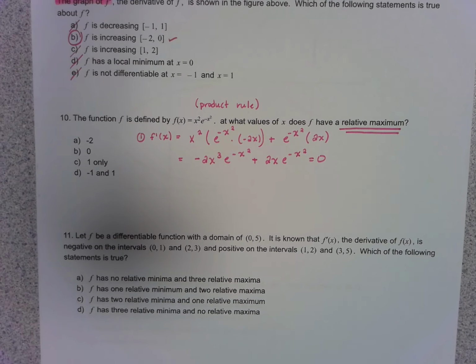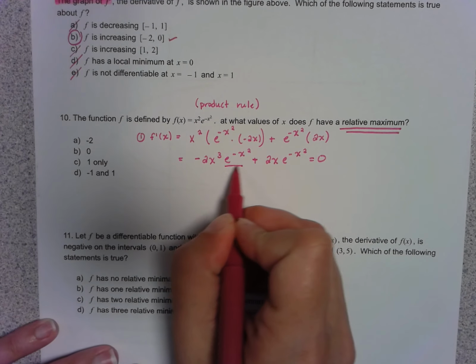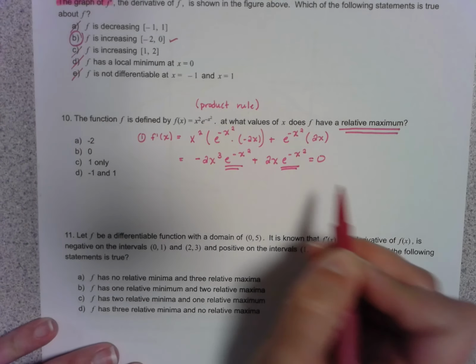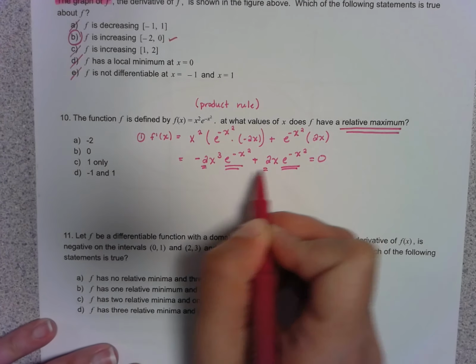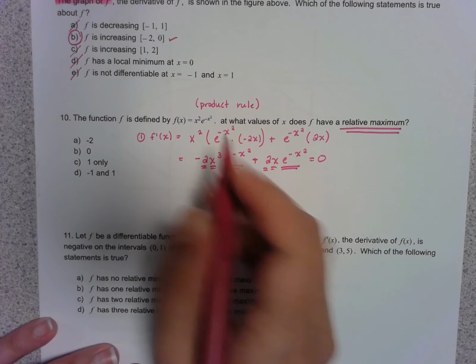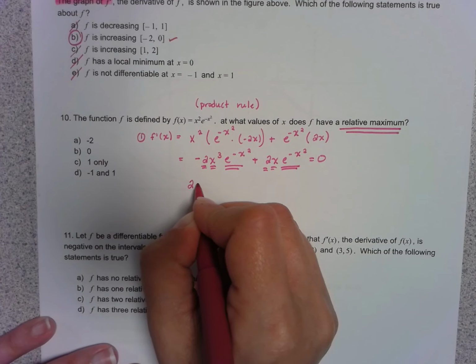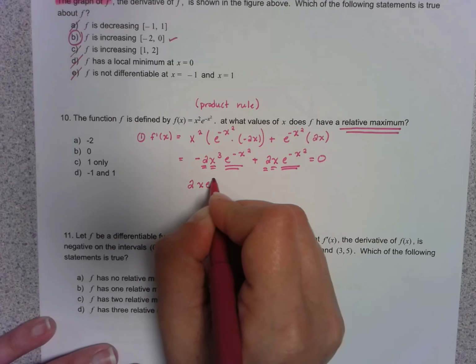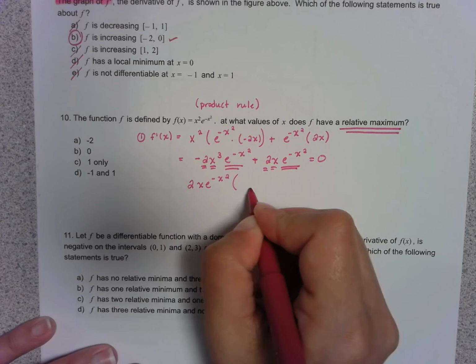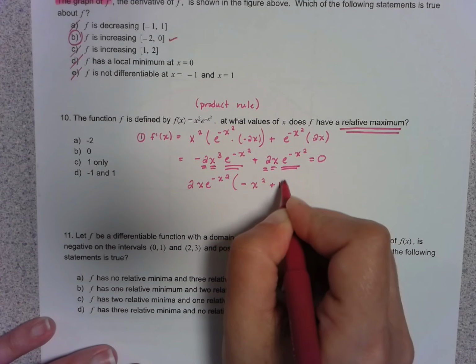Now, in order to solve this, I'm going to start by factoring. So what these two terms have in common is the e to the negative x squared, they have a 2 in common, and they have 1x in common. So if I take out 2x and e to the negative x squared, what's left is negative x squared plus 1.